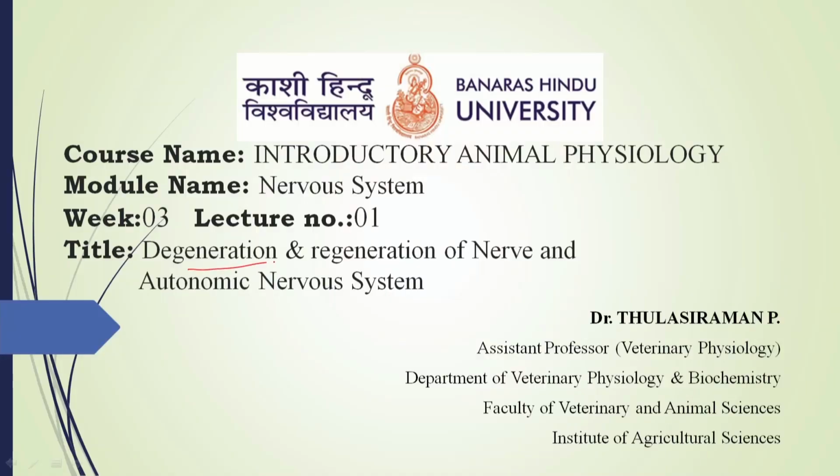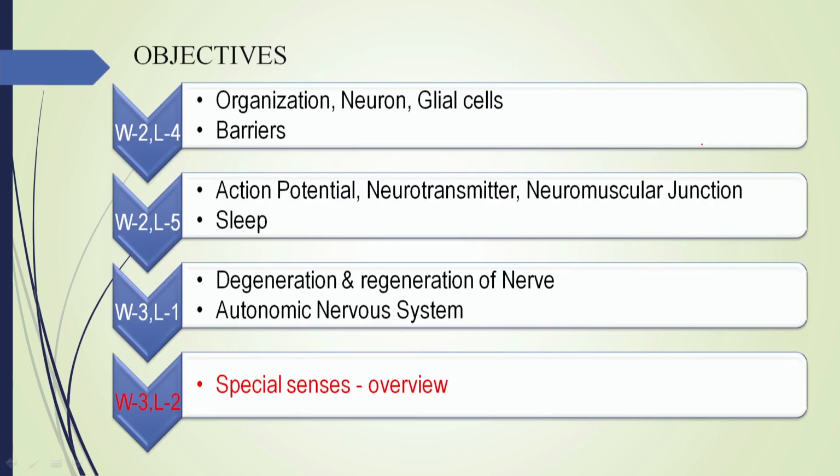Hello everyone. Welcome to today's lecture on degeneration and regeneration of nerve and the autonomic nervous system including memory in our nervous system module of introductory animal physiology. Today we'll explore the fascinating processes that occur when nerves get damaged and the incredible mechanisms by which they can repair and regenerate. We also delve into the autonomic nervous system, examining how it adapts to injury and ensures the body's vital functions remain regulated.